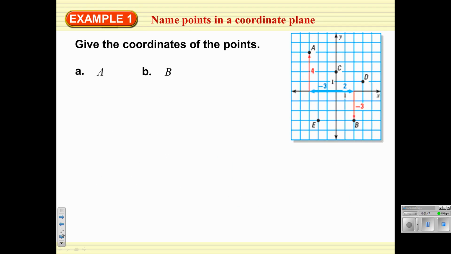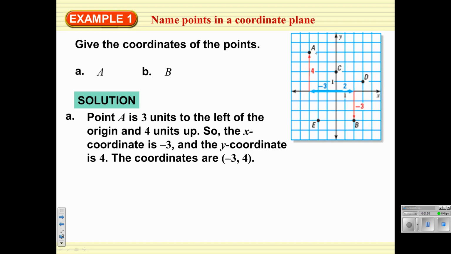So let's go ahead and start. This should be review for most of you. We're going to give the coordinates of the points A and B. Okay, so here is A, and from the origin, we always start at the origin, or 0, 0. We're going to go 3 to the left, which is a negative 3 on the x-axis, and we're going to go up 4, which is a positive 4 on the y-axis.